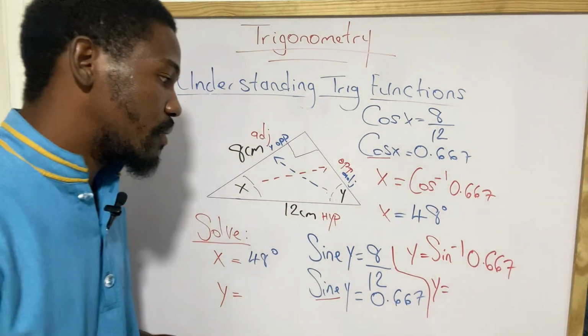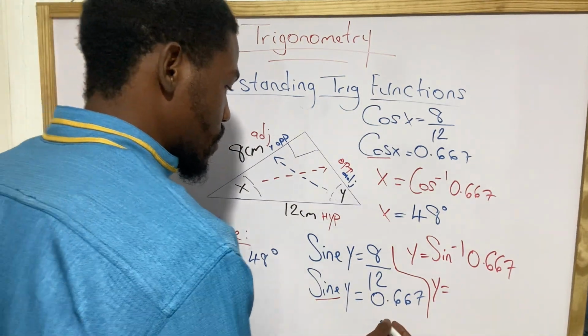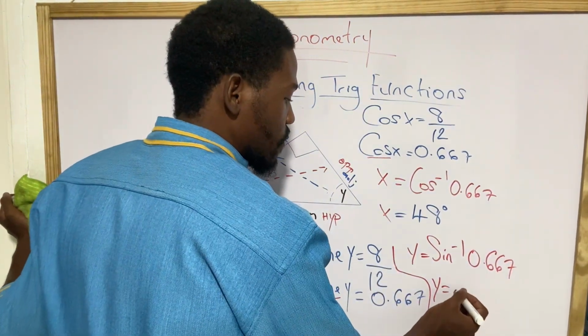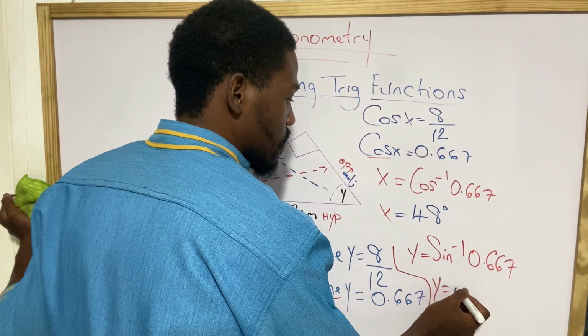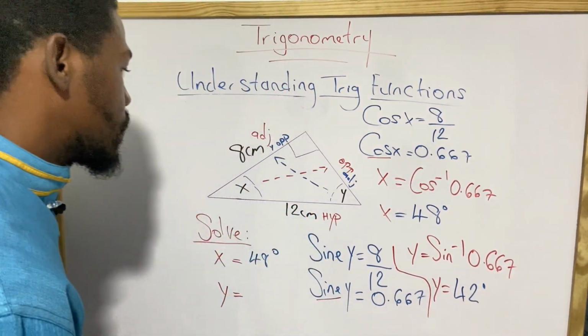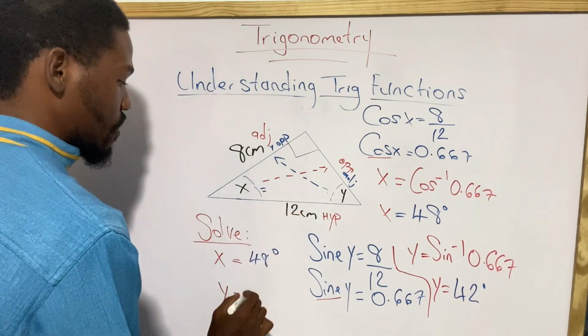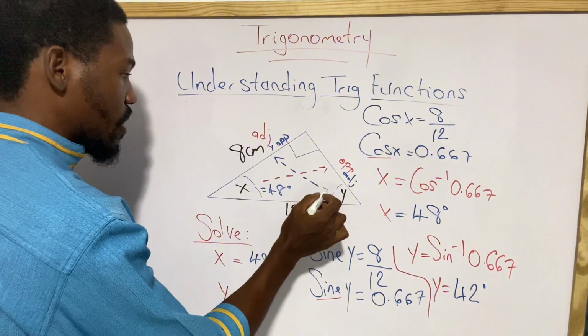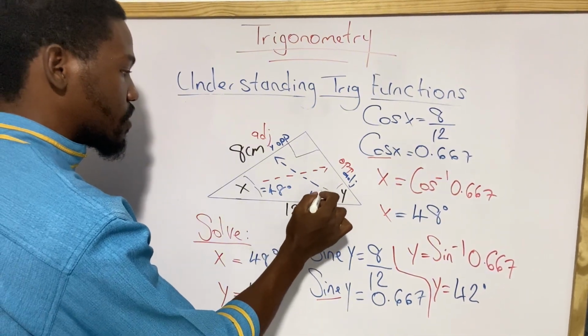So I'm going to round it off to 42 degrees in this case, because it's 41.8, so that it's closer to 42, right? So y would equal 42 degrees. So here would be, we said 42 degrees, 48, and here would be 42 degrees.